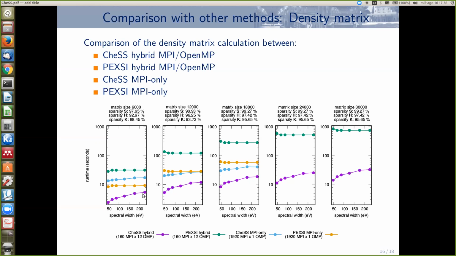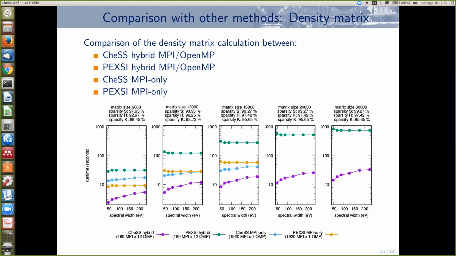But nevertheless, if you compare best effort, so for Chess the hybrid version, the purple one, with the yellow one for PEXI, we see that Chess is still more efficient. With this figure, I don't want to say that Chess is better than PEXI or the opposite. I think each package should be applied in a particular case. Chess is very well suited for a small spectral width and large HOMO-LUMO gap, whereas PEXI doesn't suffer from this limitation.